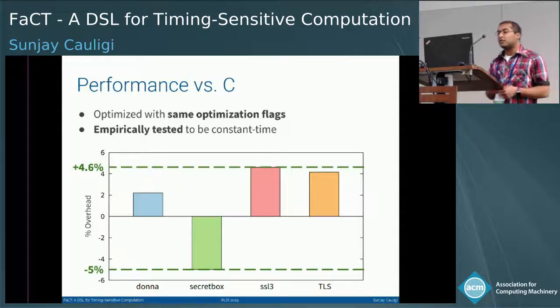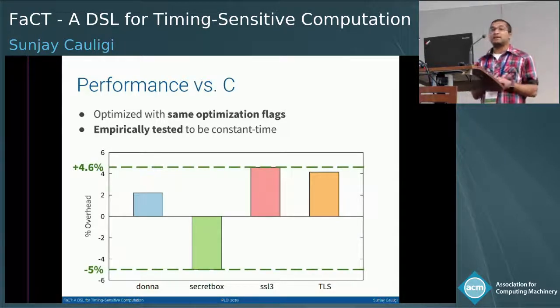So compared to C, our overhead is within 5% at worst. And actually, in the case of secret box, we were slightly faster. It's because it turns out the FaCT-generated code seems to be better able to go through the vector optimizations that Clang does as opposed to the C counterparts.